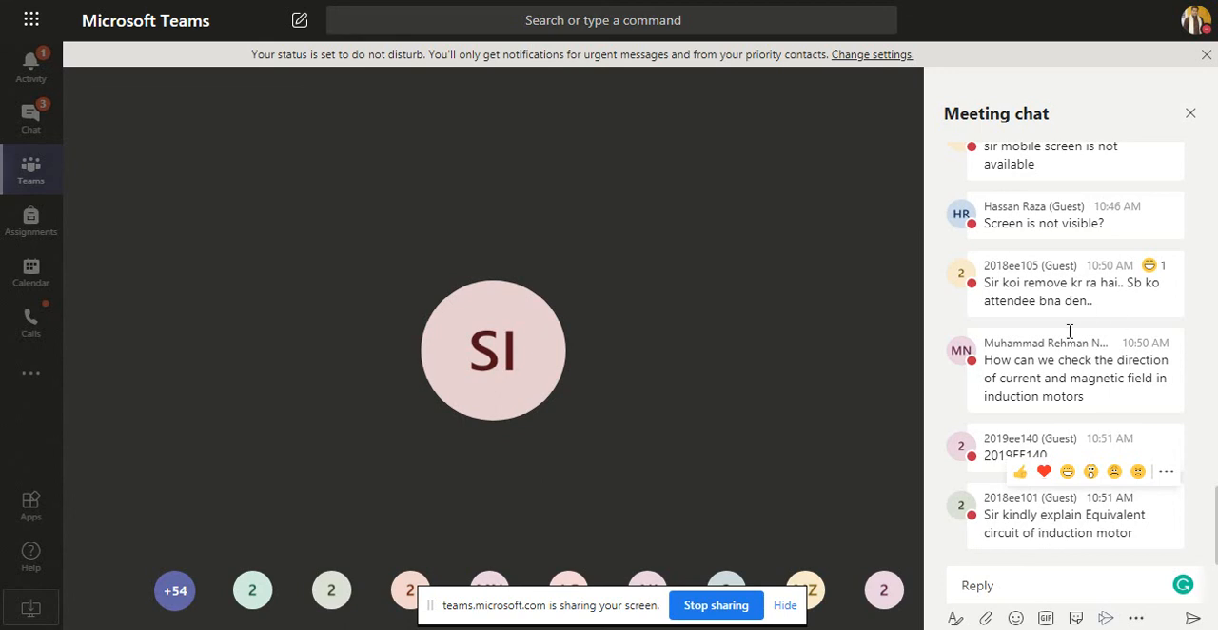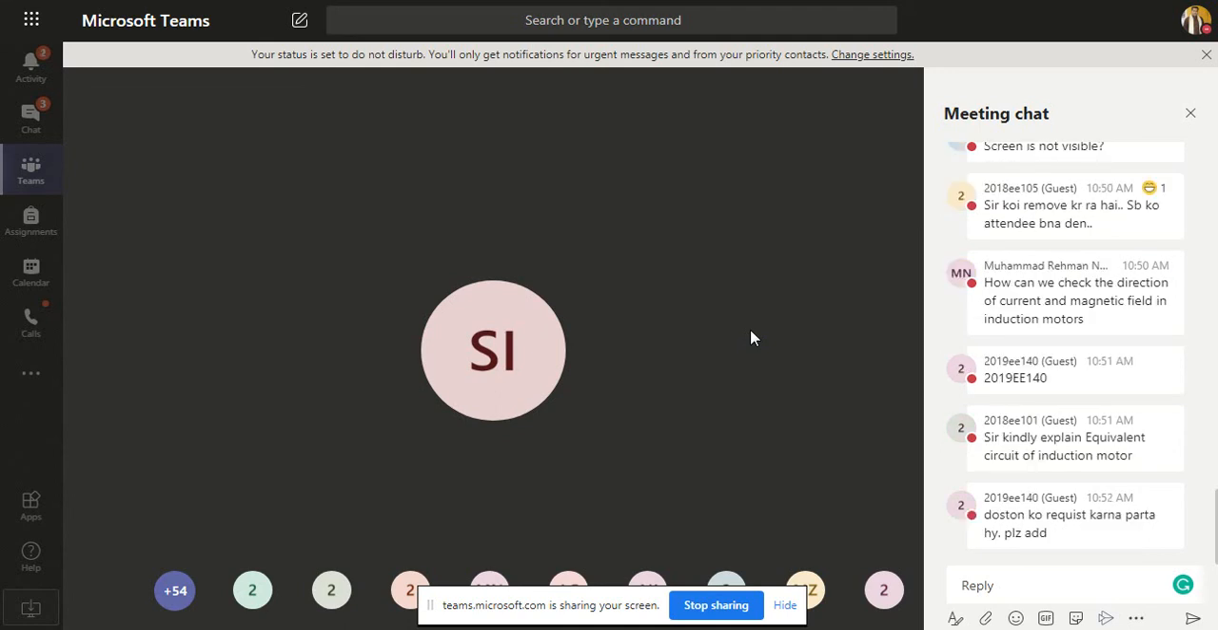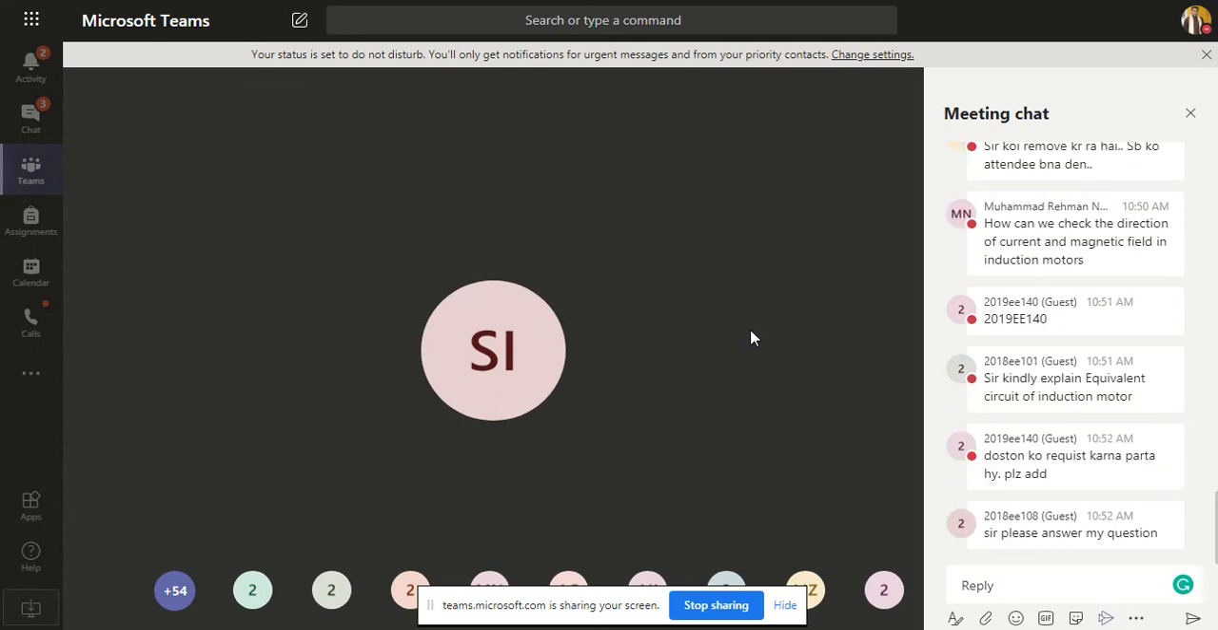Equivalent circuit of induction motor, I can explain, beta. Has everyone gone through it? This is very important, because I have kept it for the next lecture. That's why I'm not going towards it yet, because the two CRs told me that the students have still not gone through lecture number 3 and lecture number 4.